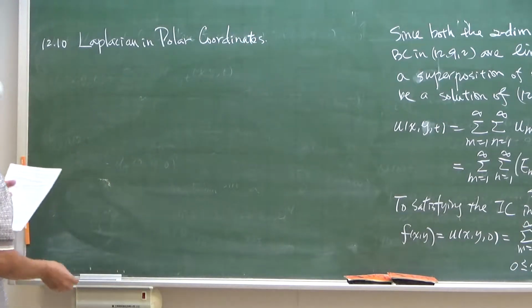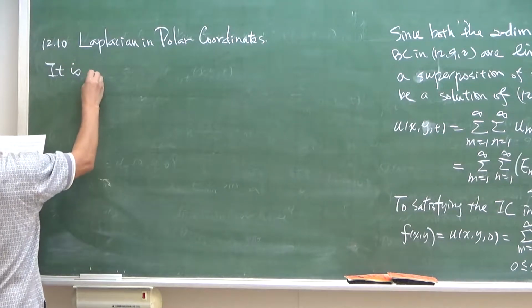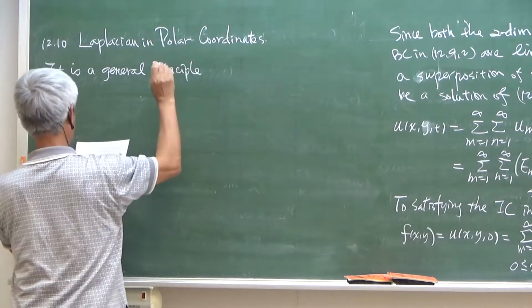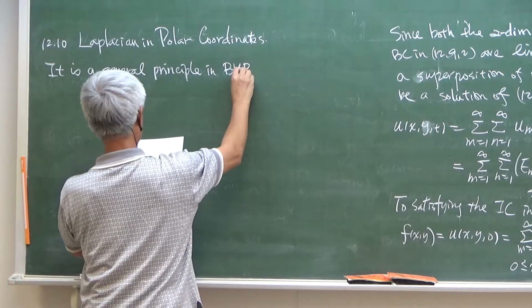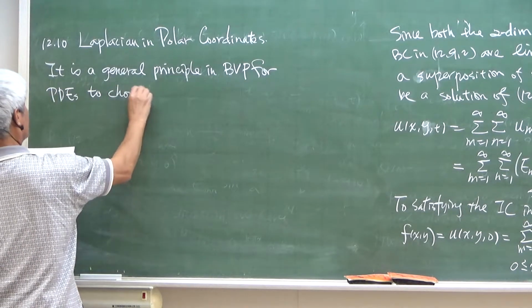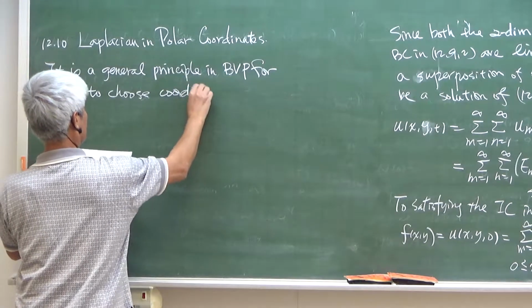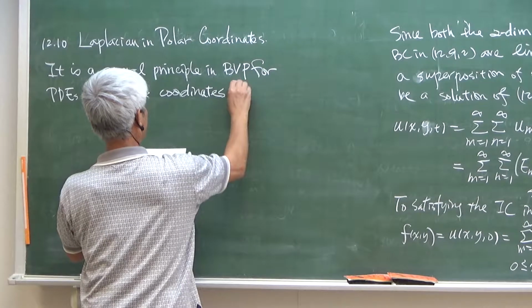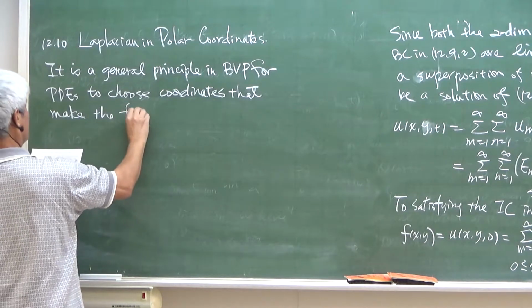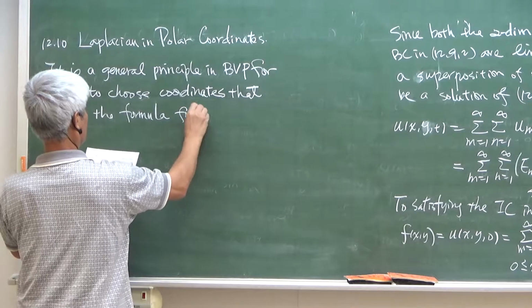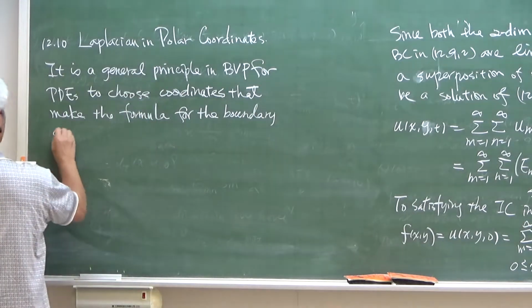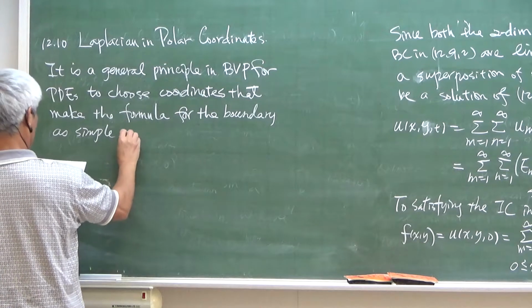It's a general principle in boundary value problems for PDEs to choose coordinates that make the formula for the boundary as simple as possible.